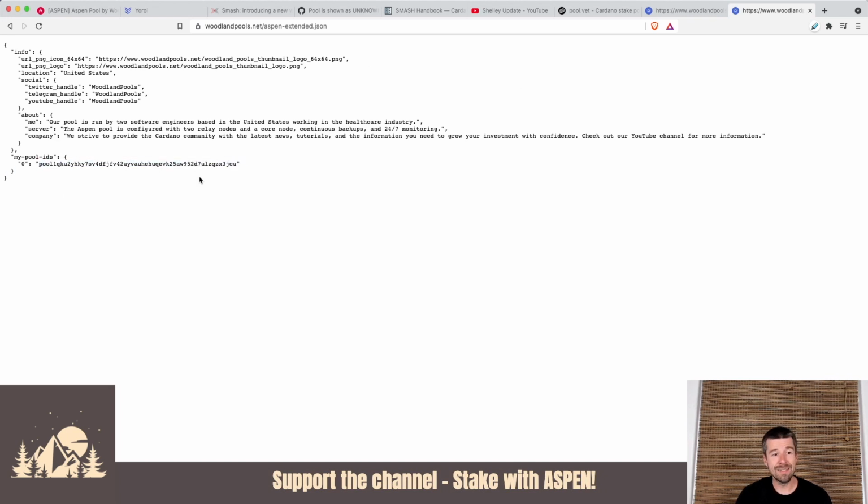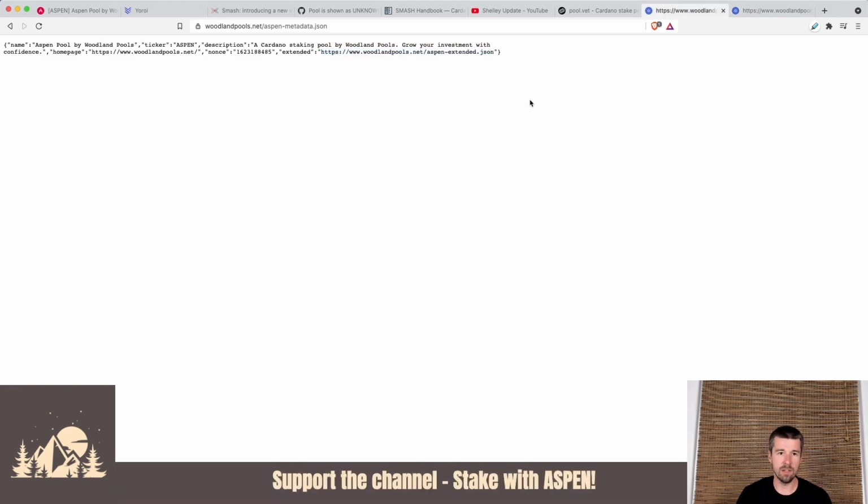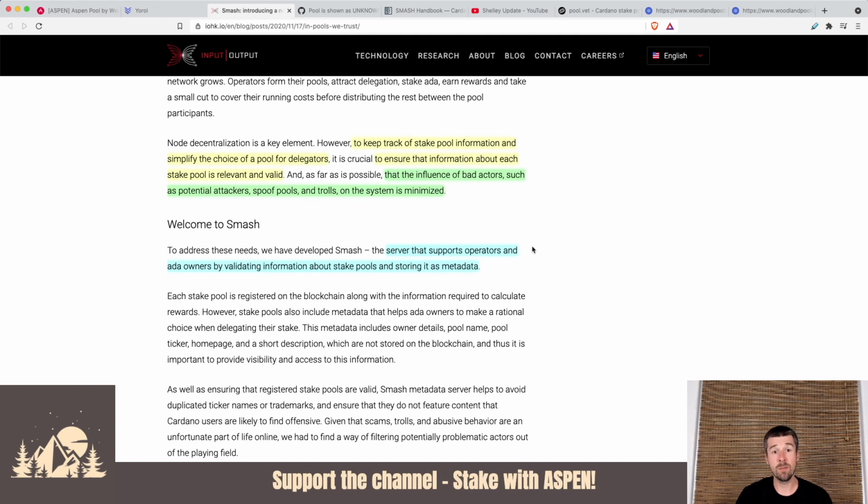Now, the extended metadata information is totally optional, and it's just used to enhance the presence of the stake pool on consuming sites like ADA pools or pool tool. But the important piece that works with the Smash server is the first element that we looked at here, just the general metadata file. So now, going back to the article we were looking at, they said that the Smash server's intention is to minimize the influence of bad actors, such as potential attackers, spoof pools, and trolls. But how would we do that?